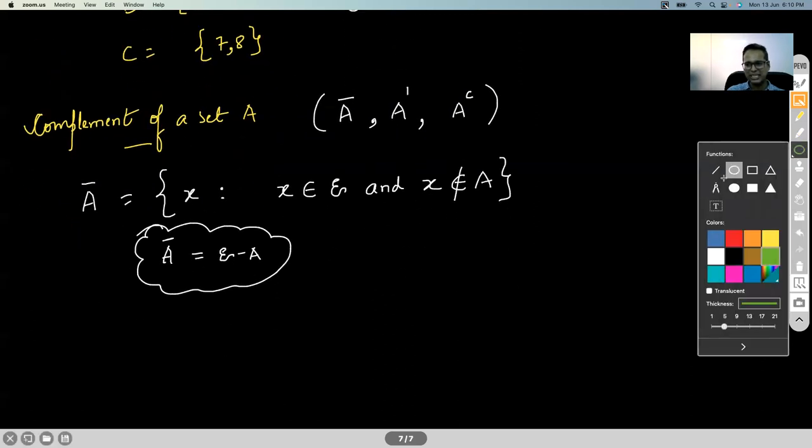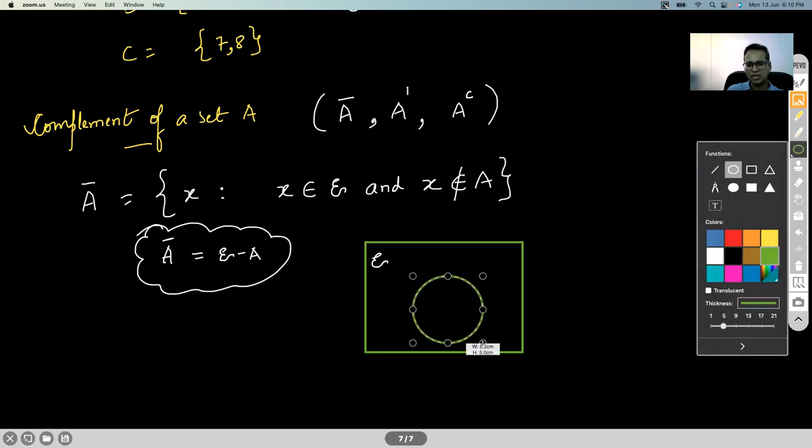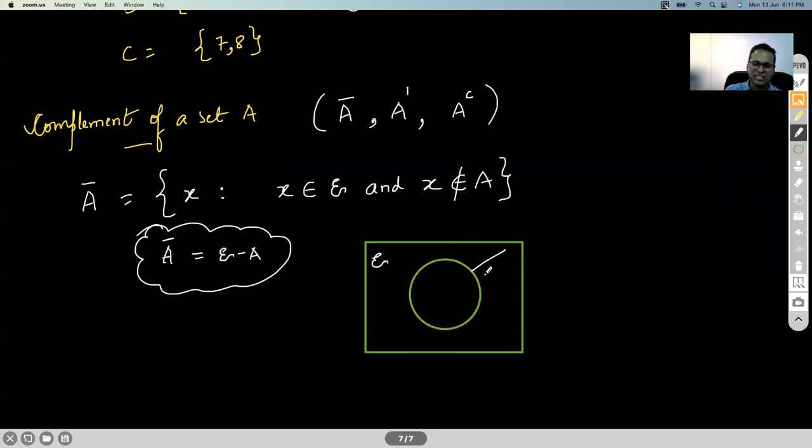So how do you represent it in a Venn diagram? Let's say this is your xi. Let's say this is my set A. Complement of a set will be nothing but everything which is outside A, but within the universal set. I'm just making it like a sun ray coming out. So this region represents A complement. Is it fine? Any question, any concerns?